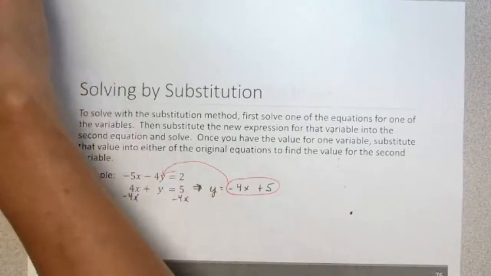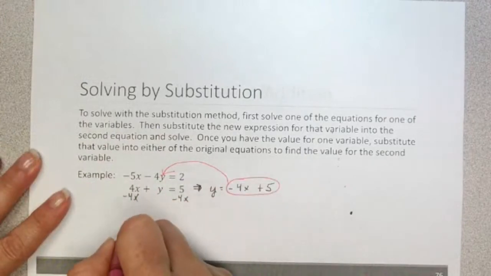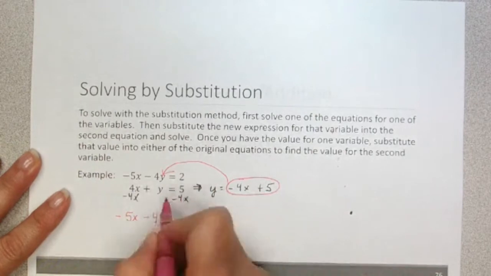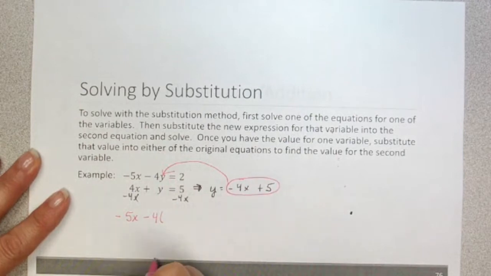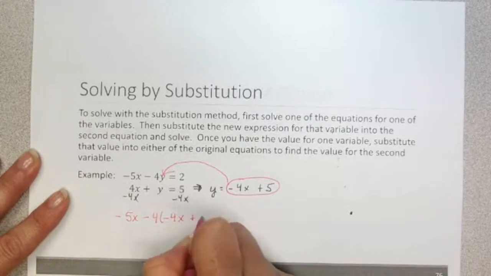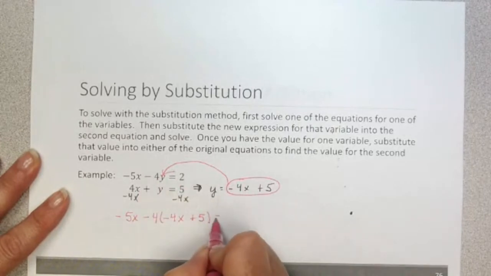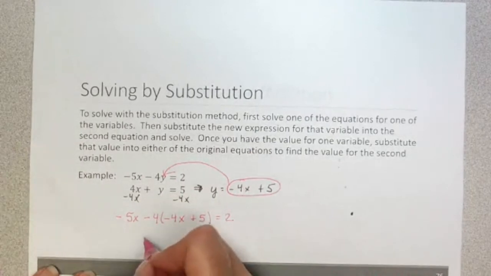When I make that substitution, maybe I'll just continue in pink here. What I end up with then is -5x minus 4 times, and instead of y, I'm going to use this new expression for y. So it'd be -4 times (-4x plus 5). All right, and it still equals 2. Okay, now all I need to do is simplify and solve for x.